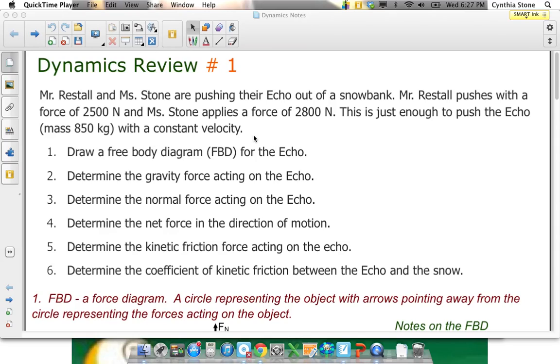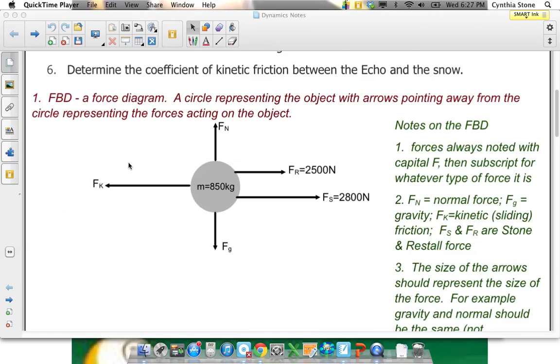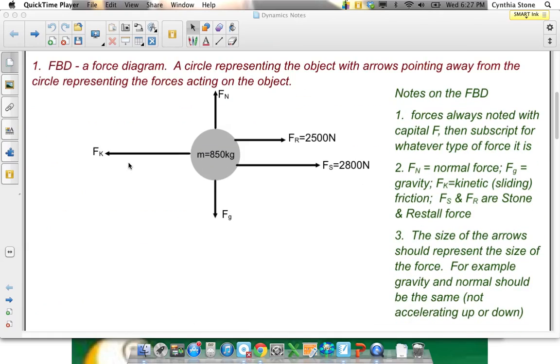and there's his applied force, and there's mine, and we applied just enough to get the echo moving with a constant velocity. Okay, so there are sort of 6 things the question's asking us for. The first one is the free body diagram. So let's remember what that is. A free body diagram, we call it a force diagram, and it's always just a circle, and you draw arrows coming out of the circle in the direction of all the forces acting on this object.